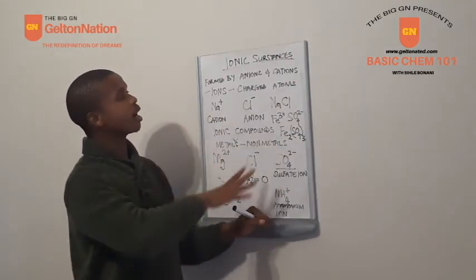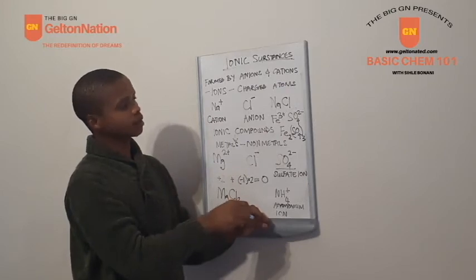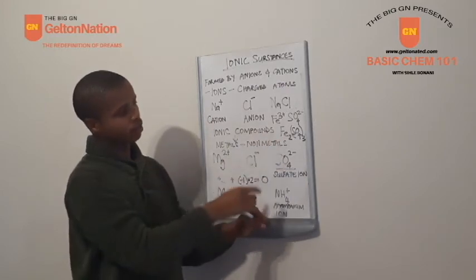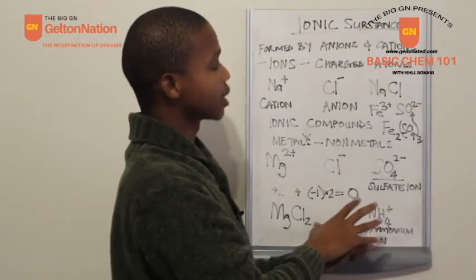So that is how you find your ionic compounds from your anions and cations.